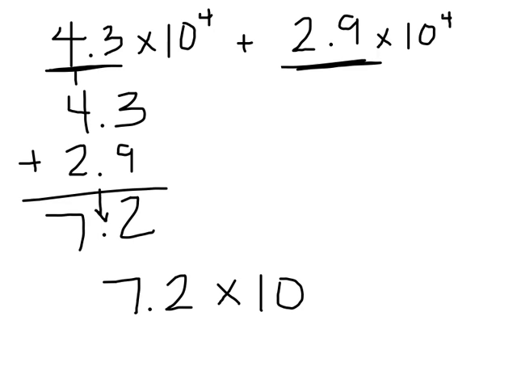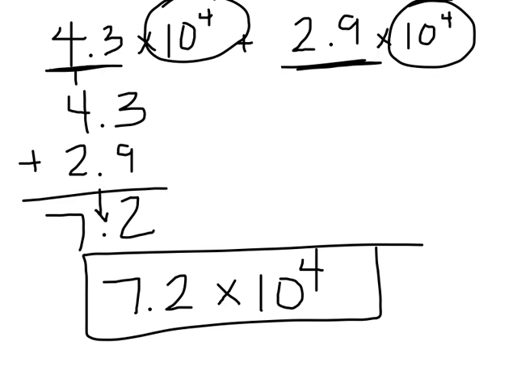It's always going to be times 10 because I'm keeping it in scientific notation. And my exponent was a 4. Keep it the same. 7.2 times 10 to the fourth. So if the exponents are the same, piece of cake, just add the coefficients.